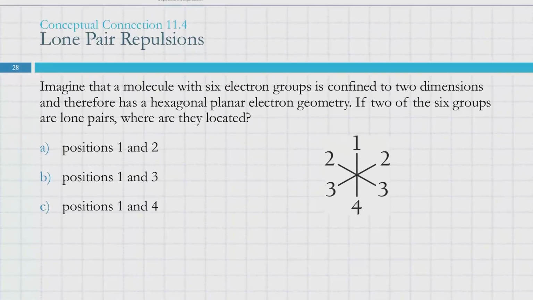Let's imagine that we have a molecule with 6 electron groups. It's confined to 2 dimensions, and so it has hexagonal planar electron geometry. So this is actually flat. If 2 of those groups are lone pairs, where would we put those lone pairs? One of them is going to go at the 1 position, and the other one can go at either of the 2 positions, either of the 3 positions, or at the 4 position. Where would be the best place to put those? Would probably be 1 and 4, so that they're as far away from each other as possible.